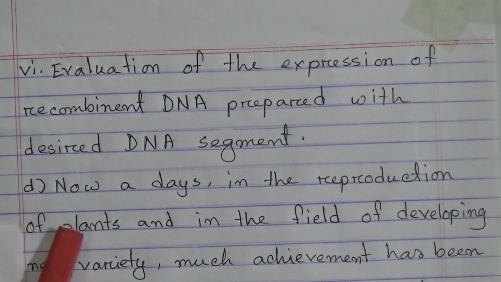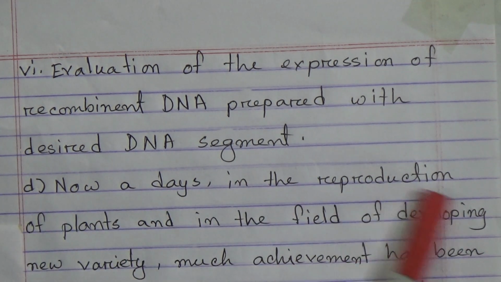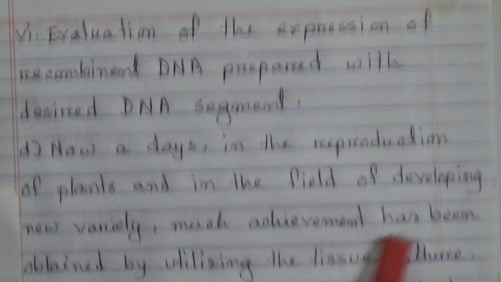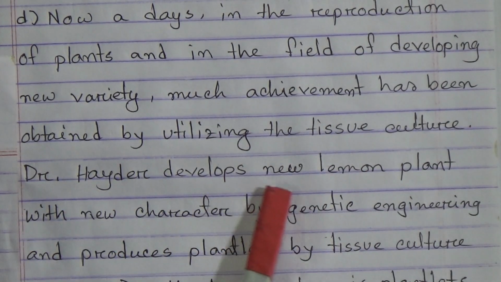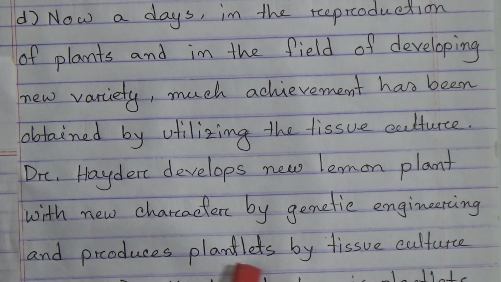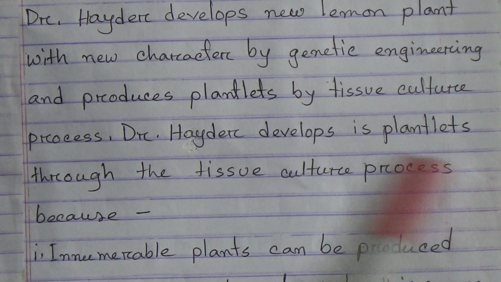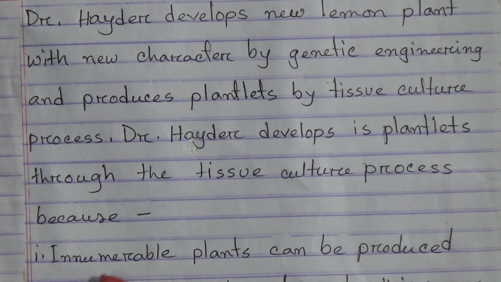Now come to the answer to D. The question is, nowadays in the reproduction of plants and in the field of developing new varieties, much achievement has been obtained by utilizing tissue culture. Dr. Haidar develops new lemon plants with new characters by genetic engineering and produces plantlets by the tissue culture process. Dr. Haidar develops his plantlets through tissue culture because, first, innumerable plants can be produced with the same character by this process in a short period of time.